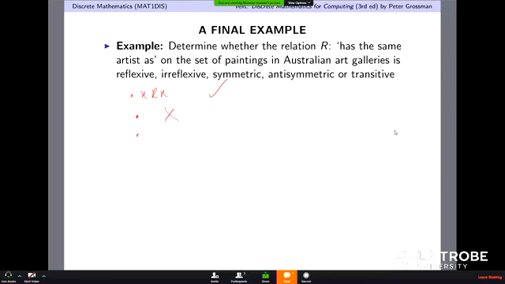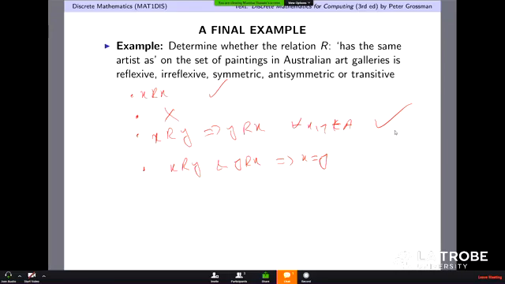Symmetric. If X is related with Y, implies Y is related with X for all X, Y in A. Is it true? Yes. That is symmetric. If X and Y are painted by a certain artist, then Y and X are painted by the same artist, right? Antisymmetric. If X is related with Y and Y is related with X, does this mean X and Y are the same? Not necessarily. They could be two different paintings painted by the same artist. And it's definitely transitive.